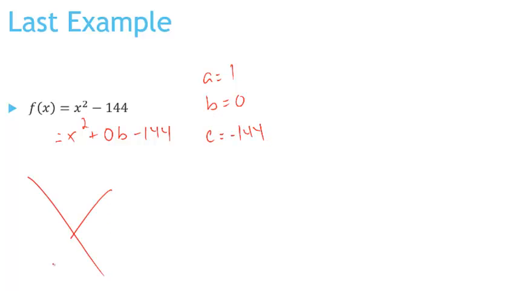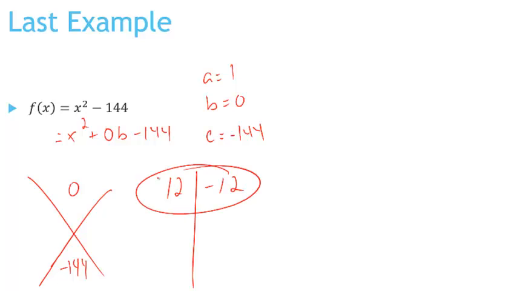Let's do our x method. A is on top. B is on top, so b is 0. C times a, so negative 144 times 1 is just negative 144. Now what are the factors of negative 144? That would be positive 12 and negative 12, just to give us the exact answer already, because 12 minus 12 is 0. So we already found what's going on.